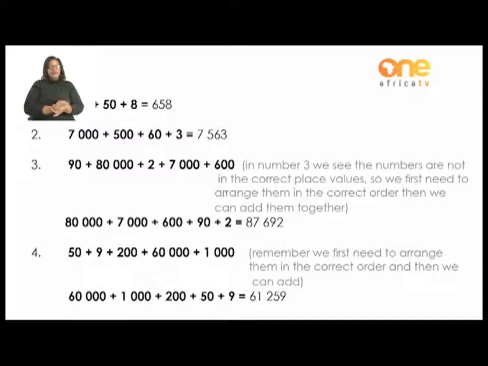Number 2, 7,000 plus 500 plus 60 plus 3. If we add it together, it will give us 7,563.